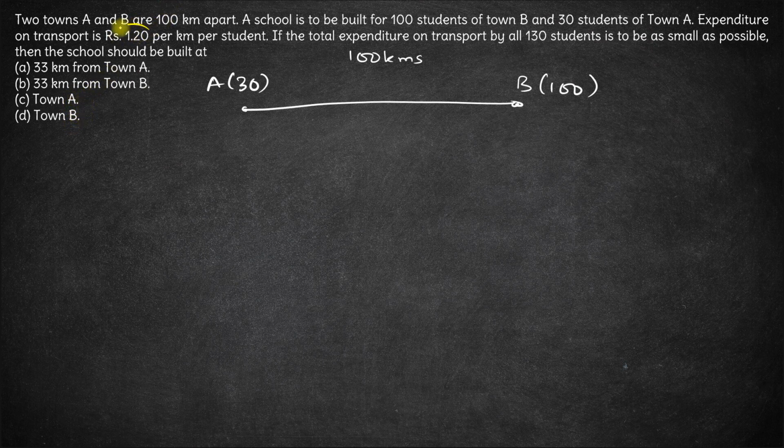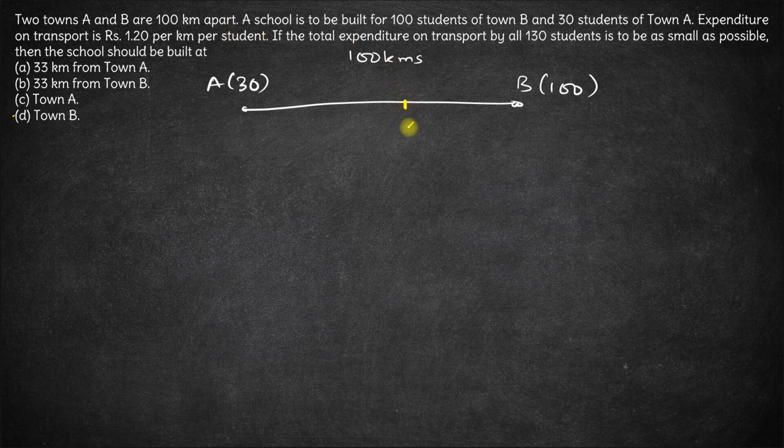Now since the cost per kilometer is the same for both sets of students, A as well as B, it's very intuitive that because town B has more students, minimize the cost of these and you will minimize the cost of the whole group. So if you build the school at town B itself, then the total cost will be minimized. So the answer must be option D. And let's prove that mathematically as well.